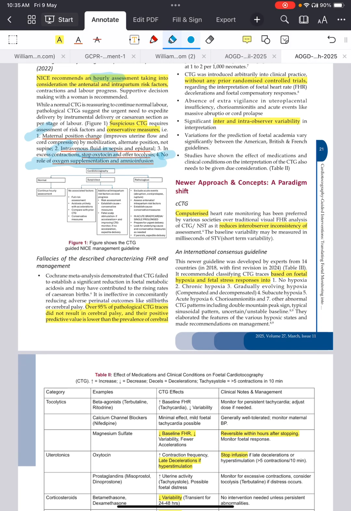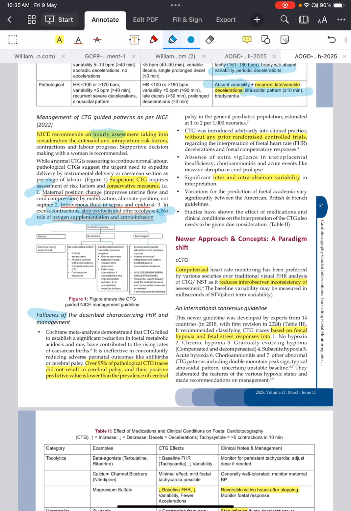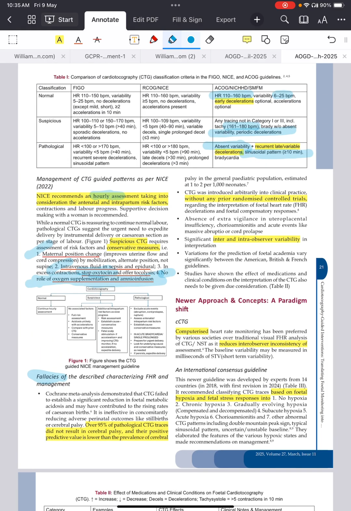So the fallacies of CTG: almost 95% of pathological CTGs are false positives, but there is no difference in cerebral palsy between a child born after a pathological CTG and a normal child. The incidence is the same, 1 to 2 per thousand. CTG was introduced without any trials, so that was one of the fallacies. And there is inter- and intra-observer variability, which I already told.